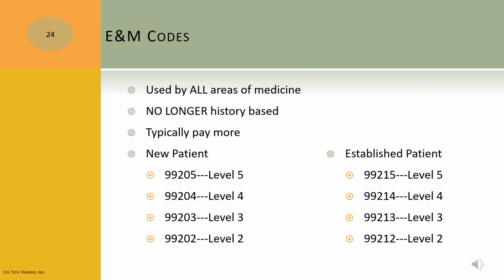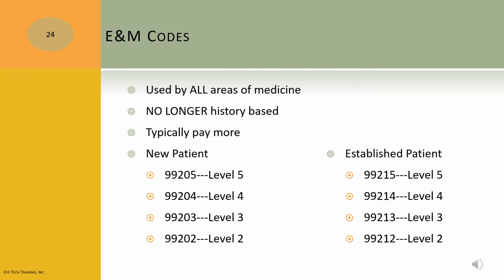E&M codes is short for Evaluation and Management Codes. These types of codes are used by all areas of medicine, meaning primary care doctors, endocrinologists, rheumatologists, and so on. Evaluation and management codes are different in that they're no longer history-based. They reflect more on medical decision-making and physician time with the patient. That's how you determine what level of E&M code to use. E&M codes will typically pay more than ophthalmology codes as well. These are the codes that begin with 99, and there are 4 levels, levels 2 through 5.